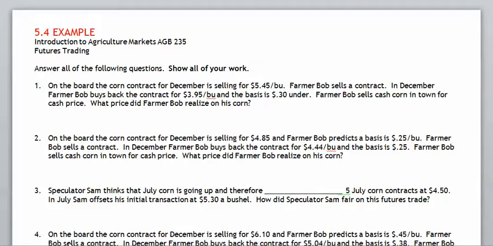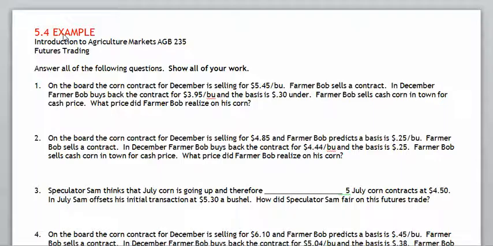Hello, today we're going to take a look at example assignment 5.4. And this is an example, so it's not an assignment that's going to be due or uploaded or turned in. But what we're going to do today is go through these problems so that you understand where the math comes from to solve these problems.